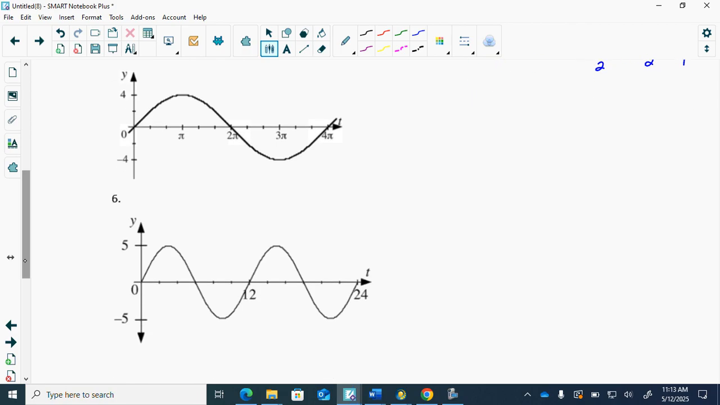This one's negative 5 to 5. Amplitude equals the absolute value of the max minus the min, divided by 2, which is 5.